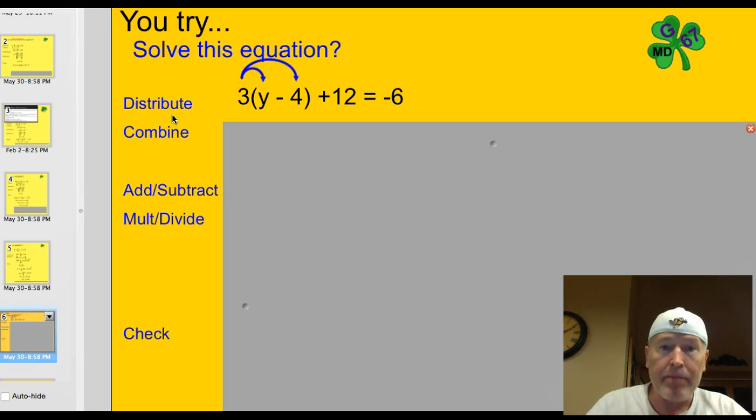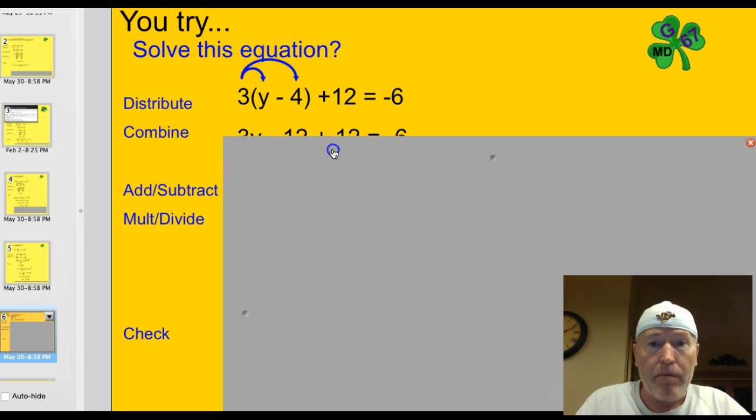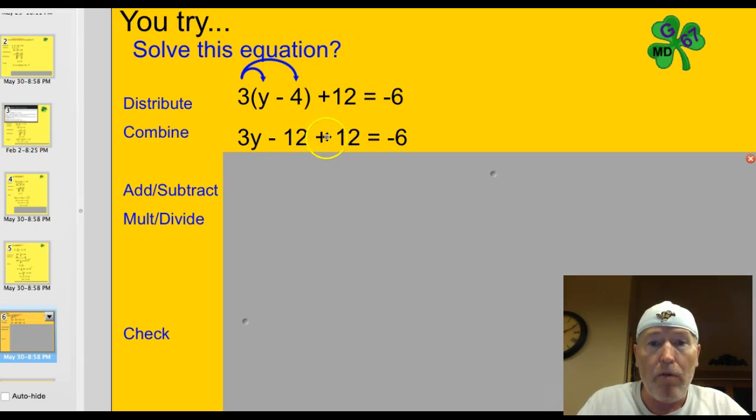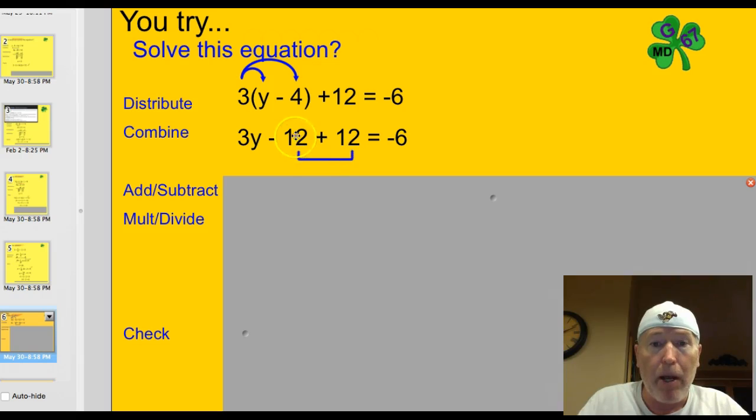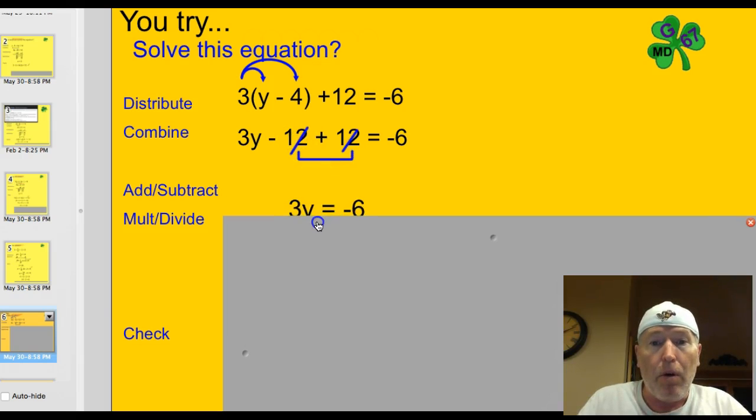All right, let's see how you did. Okay, well, if you did use the distributive property, you had 3y minus 12 plus 12 equals a minus 6. Well, you can combine some like terms here. We've got a plus 12 and a minus 12. These guys are just going to cross each other out, right? So now I've isolated this down to 3y equals a minus 6.